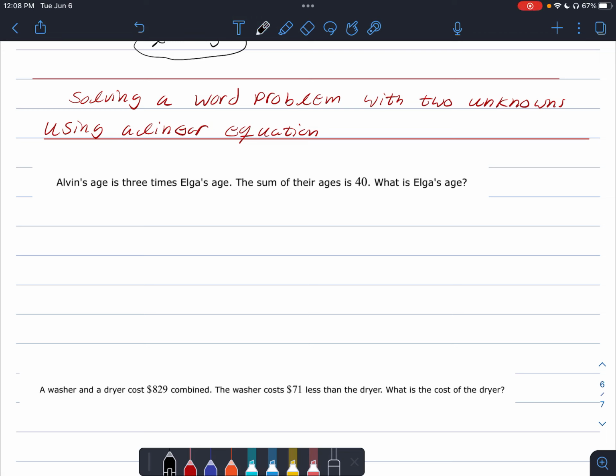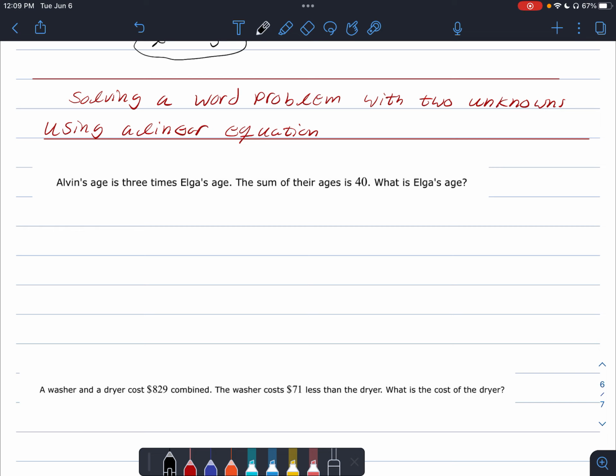Hi, in this video, we are going to be trying to solve word problems, everyone's favorite, with two unknowns using a linear equation. These problems oftentimes can seem intimidating, but like most things in math, if you break them down into smaller pieces, they're really not that bad. Let's start with a pretty simple one.